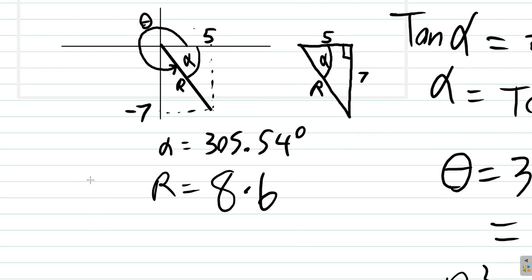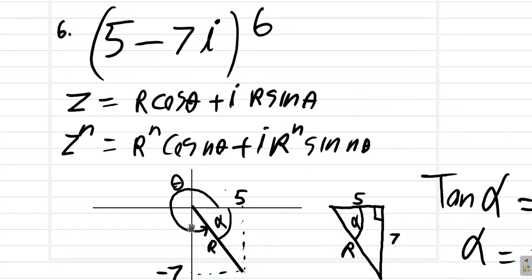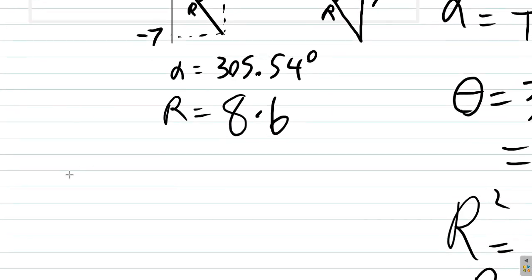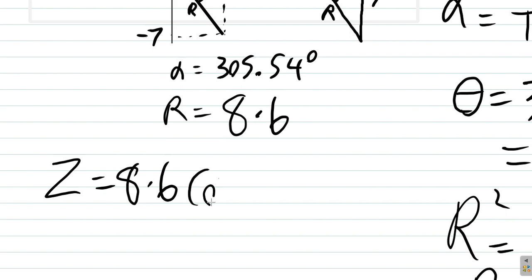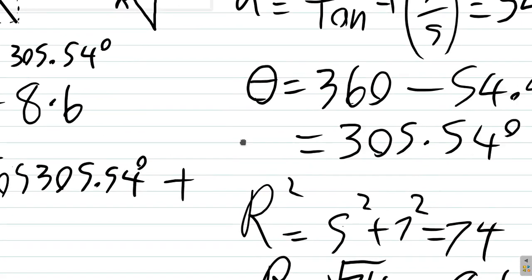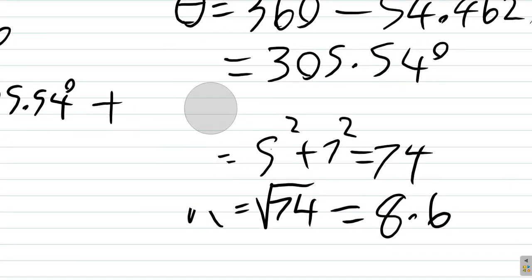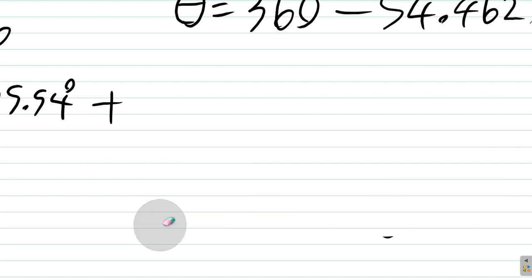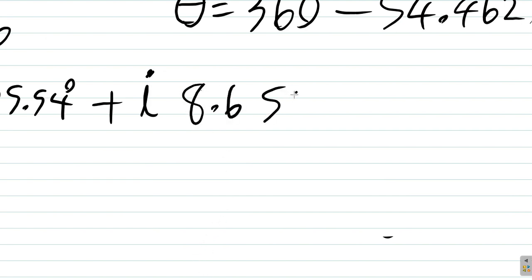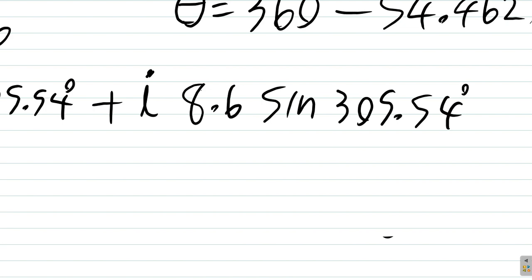So what we have is that our complex number z is equal to 8.6 cos 305.54 degrees, plus, we're going to have to erase some of the working we have over here to make space, plus i on the i-axis, 8.6 sine 305.54 degrees. You see that?